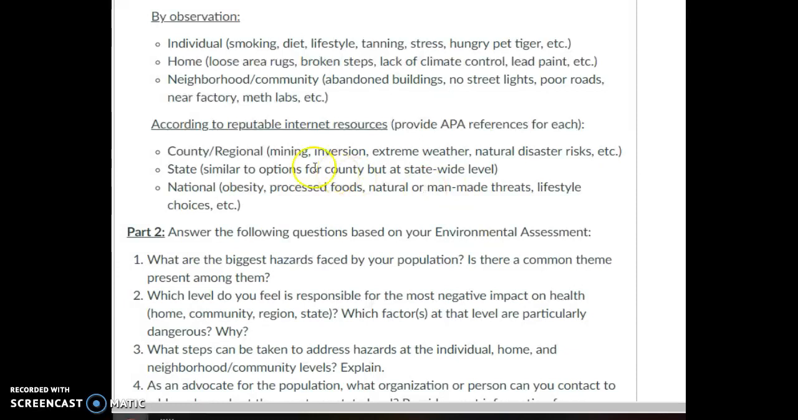We won't even get into the supervolcano in Yellowstone because it makes me not want to sleep at night. But if you look through county and regional things and state and national, just look at what possible things may disproportionately affect your population. So kind of take a peek through those and see what is applicable to your population.